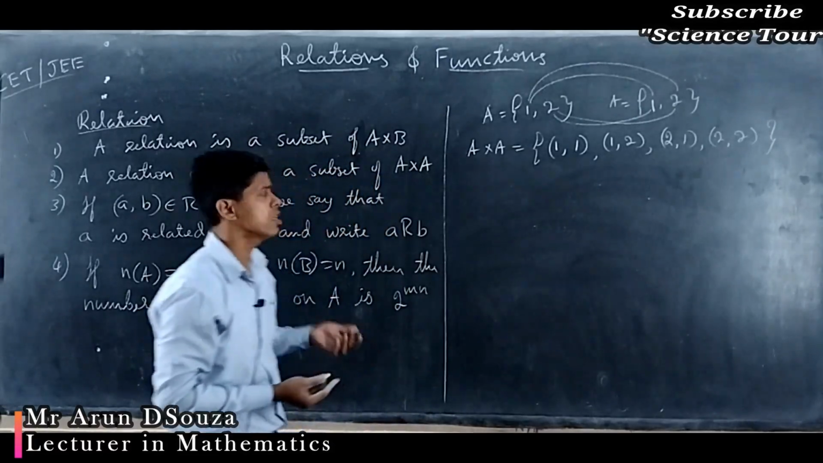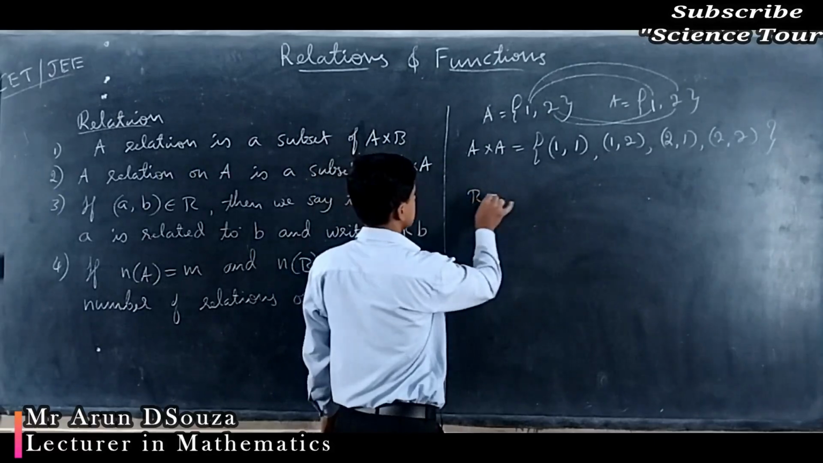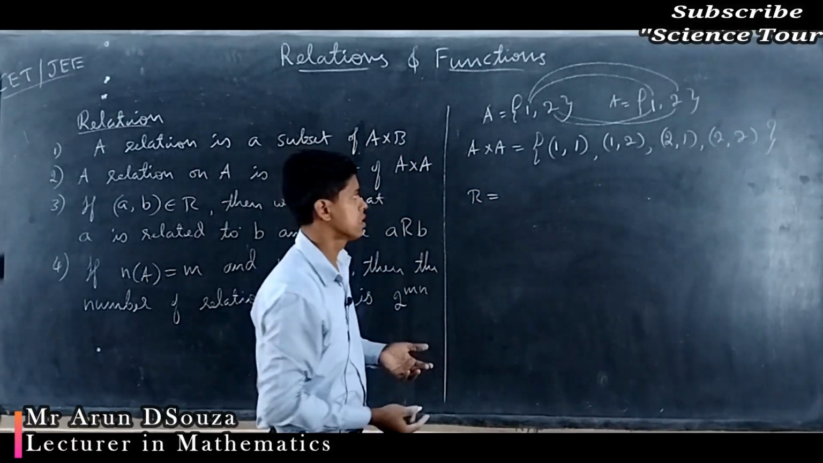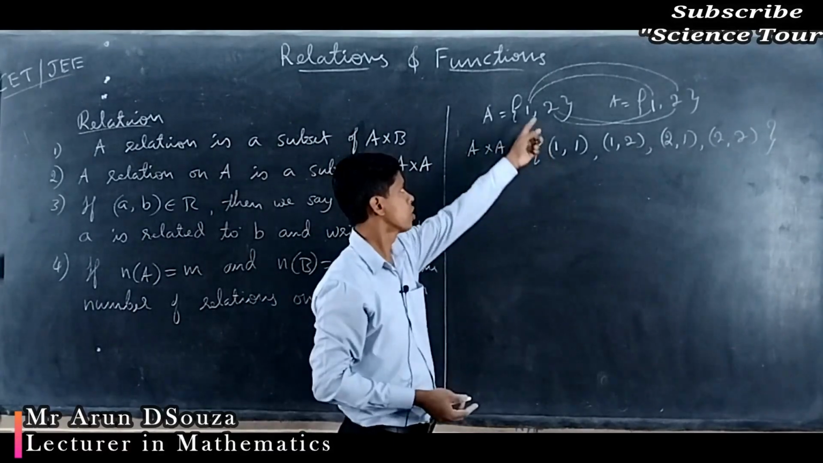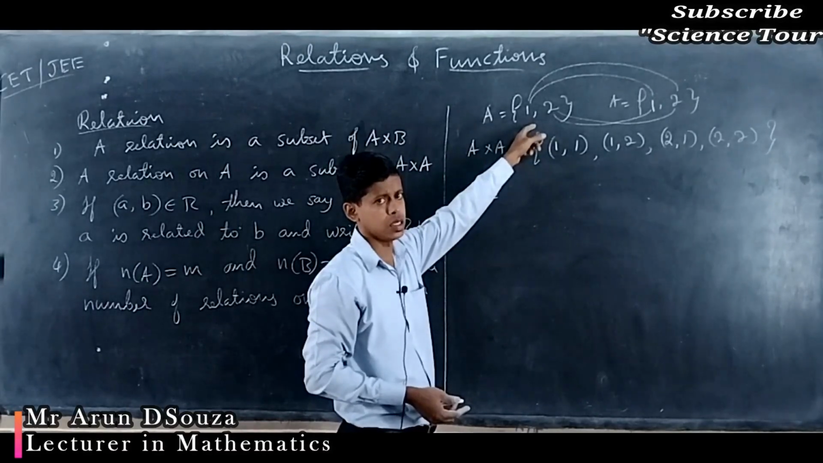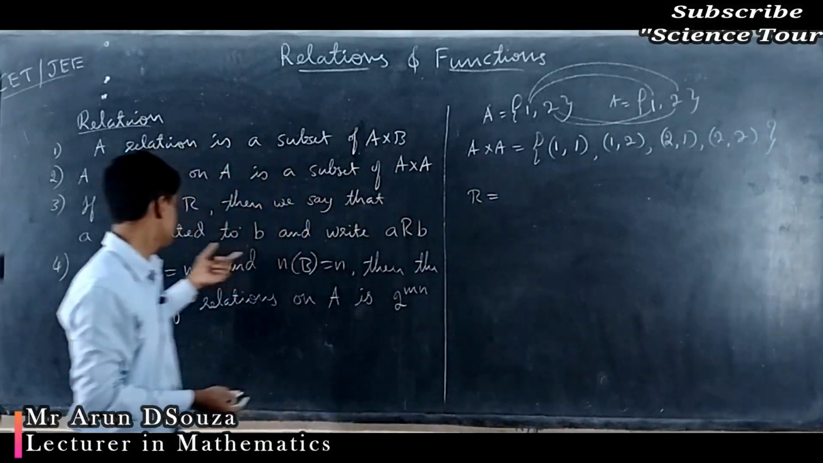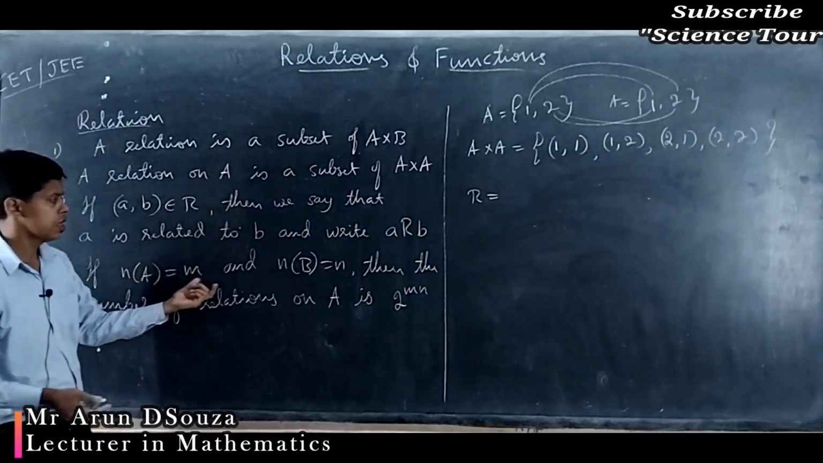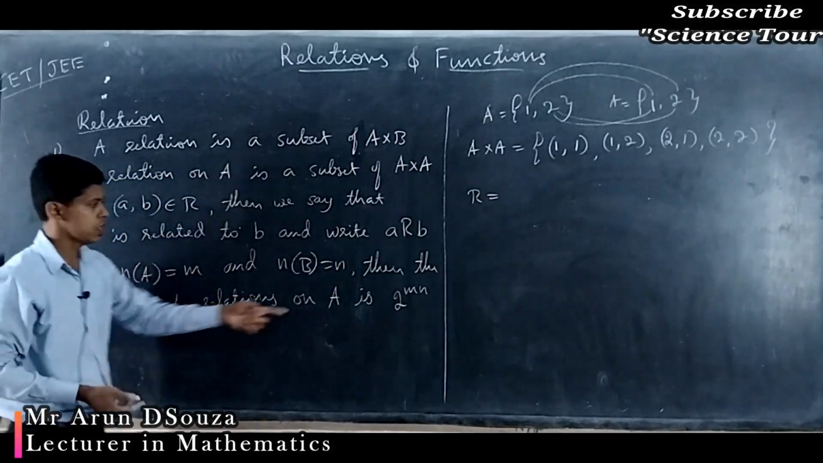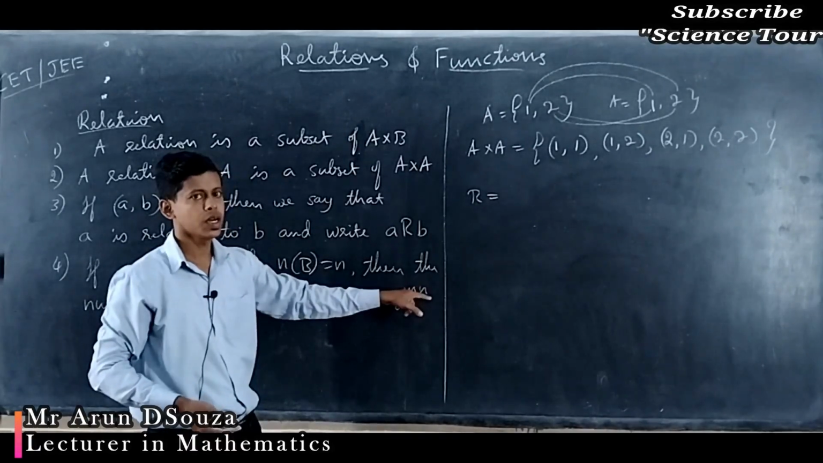Now how do you find a relation? You just write any random subset. How many subsets are possible? Again 16, because A has 2 elements. If the number of elements in A is m and the number of elements in B is also m, both are the same, so that will be 2 raised to m into m. So 2 raised to m squared it is.